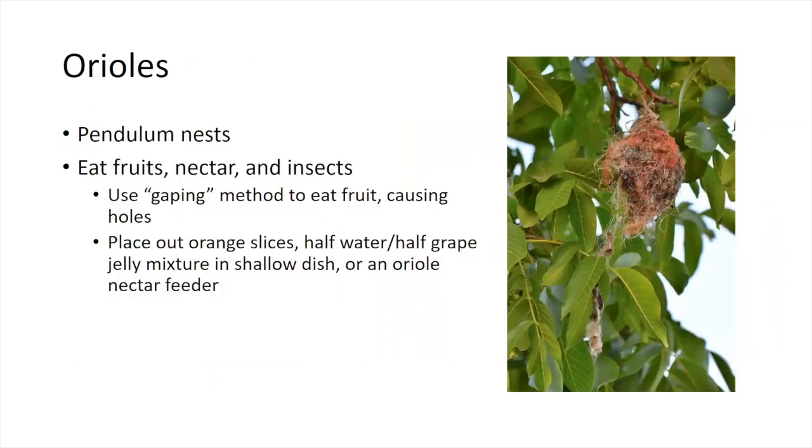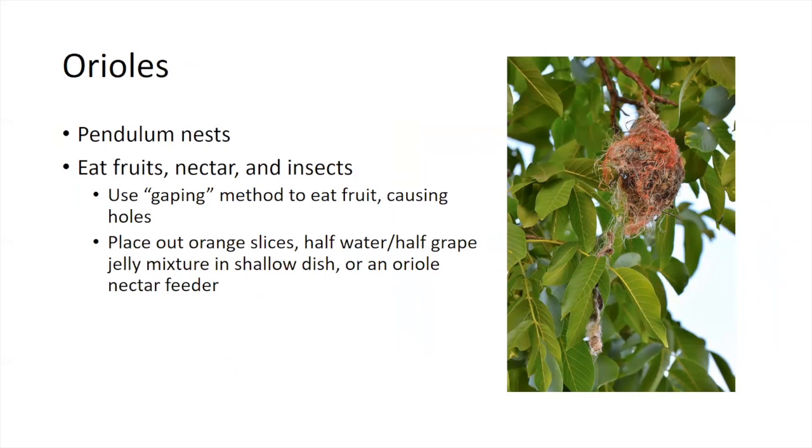If you want to attract orioles, a good way to do that is to place out orange slices, a half water, half grape jelly mixture in a shallow dish, or purchasing an oriole nectar feeder. And orioles do eat a lot of fruits, unfortunately. They eat mostly insects in the beginning of the season, so you can maybe try to harness those insect services and then net off trees would be one recommendation.